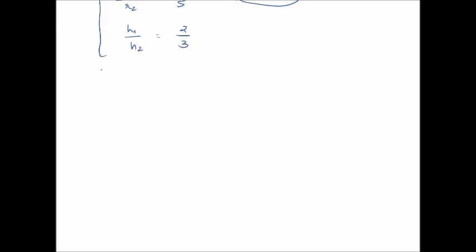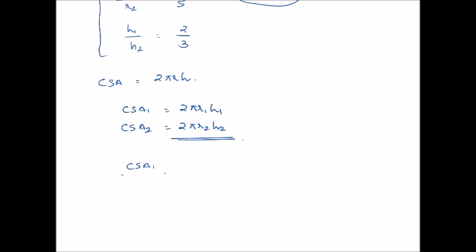We know that the formula CSA is equal to 2 pi R H. Here two cylinders, so we can write CSA 1 is equal to 2 pi R1 H1 and CSA 2 is equal to 2 pi R2 H2. Now we have to find CSA 1 divided by CSA 2.